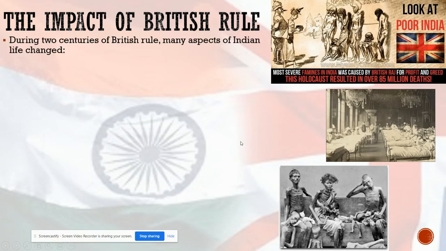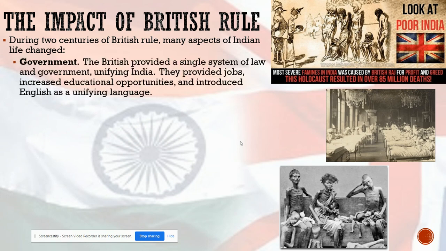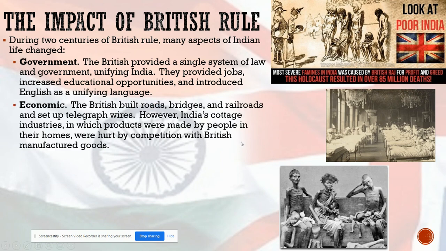So the impact of British rule: during the 2 centuries of British rule, many aspects of Indian life changed. In the government, the British provided a single system of law and government, unifying all of India. India had kind of been separated, all these different groups that had different interests. They provided jobs, they increased educational opportunities, and they introduced English as a unifying language.